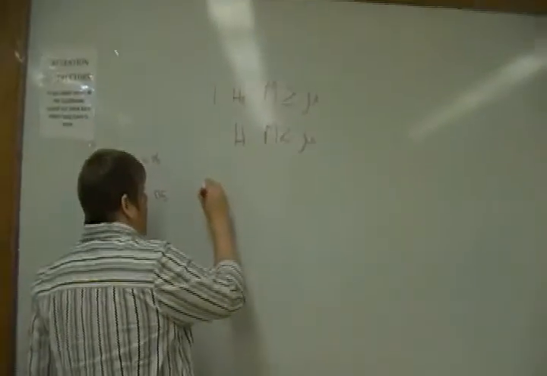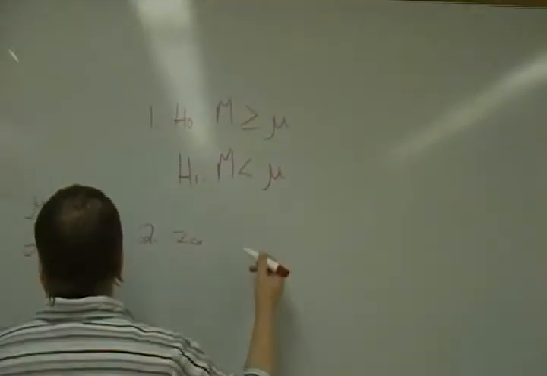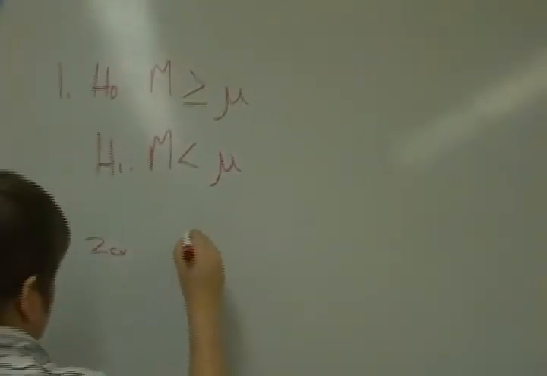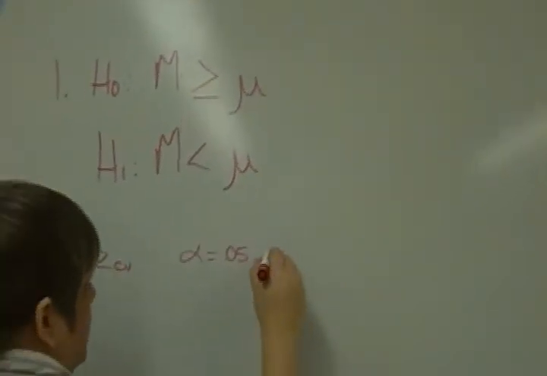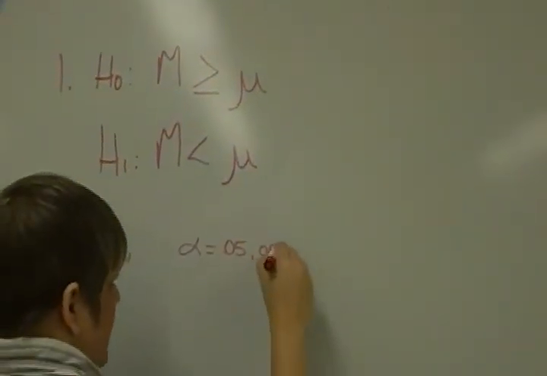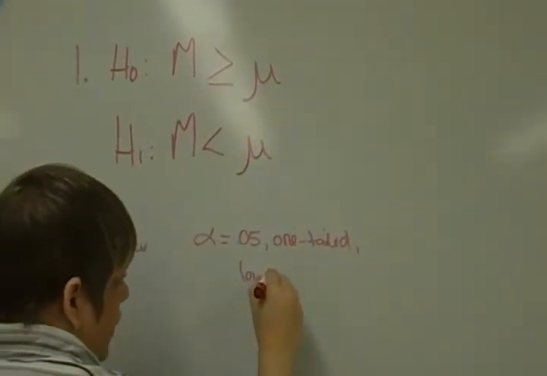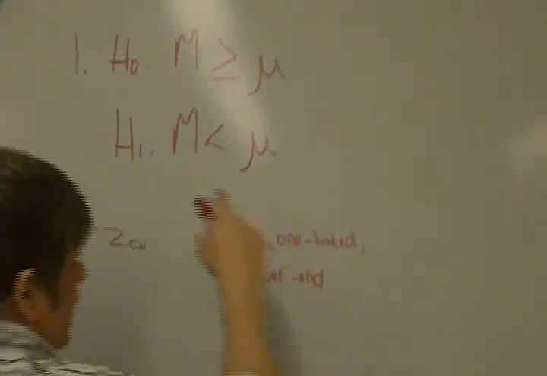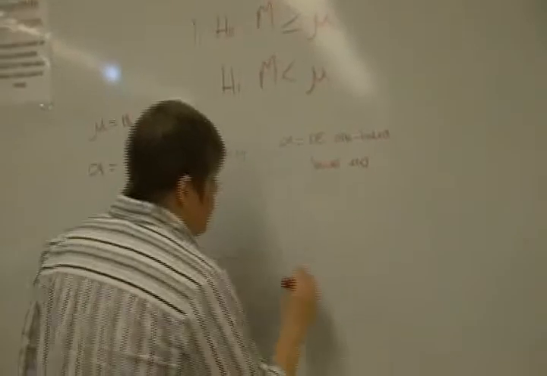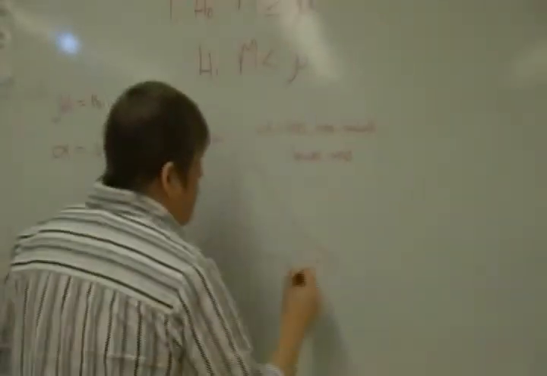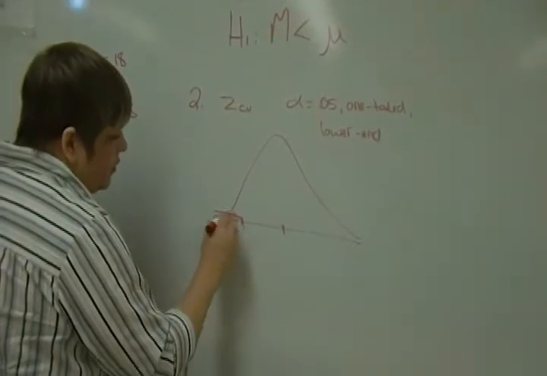So step 2 for our test is to determine the z critical value. Now we're still dealing with an alpha of 0.05 here. And it is a one-tailed test, but this time I'm on the lower end because I have a negative sign in my hypothesis, or a less than sign. So as far as my z critical value is concerned, my 0.05 region for rejecting the null shifts to the lower end of the distribution.